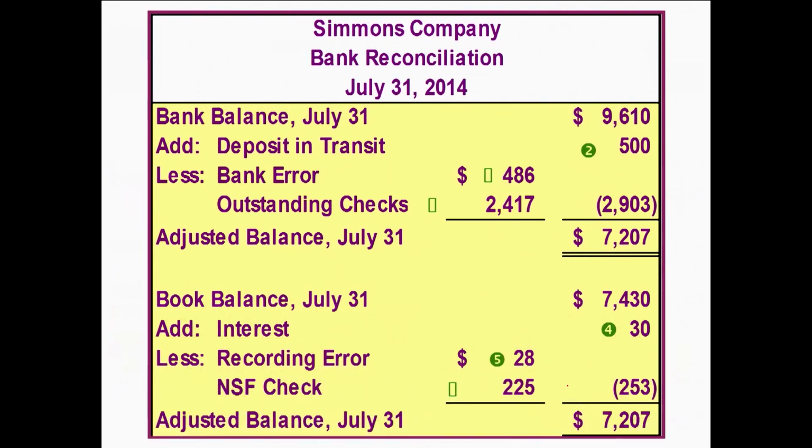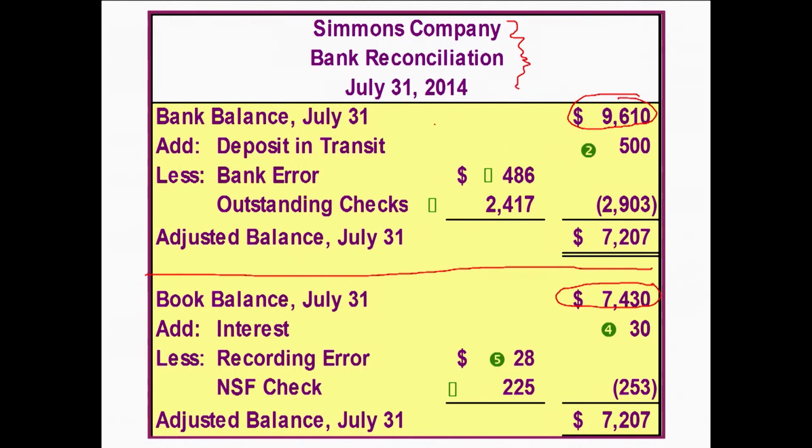So if you go to the next screen, now they do their bank reconciliation with a top and a bottom. I usually do it with a left and a right, but that's fine. So they start off with the bank balance of $96.10. They start off with the book balance of $74.30. They title this so that if somebody finds it, they know what's going on.